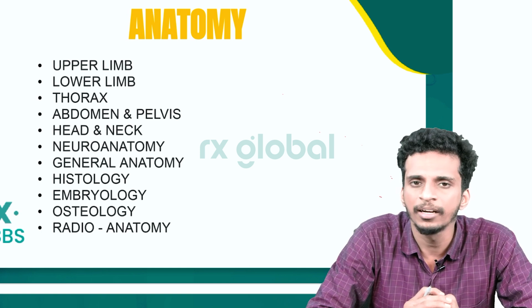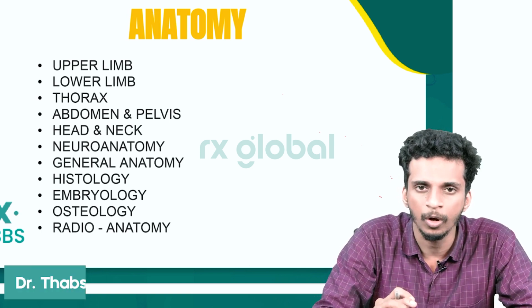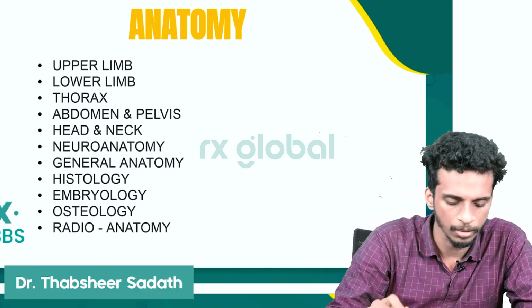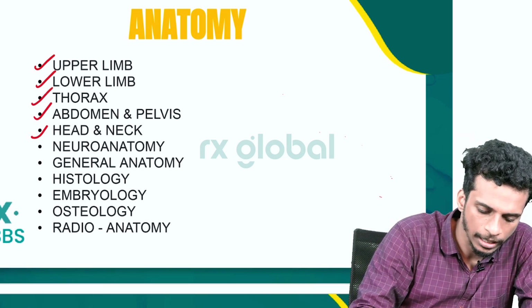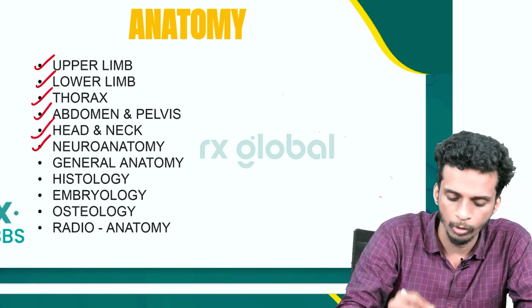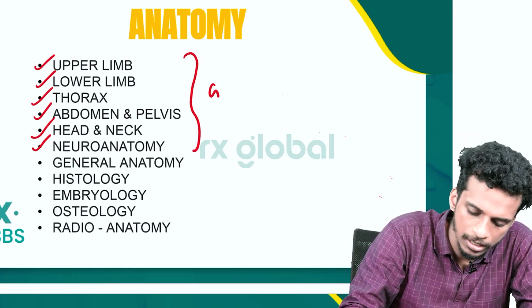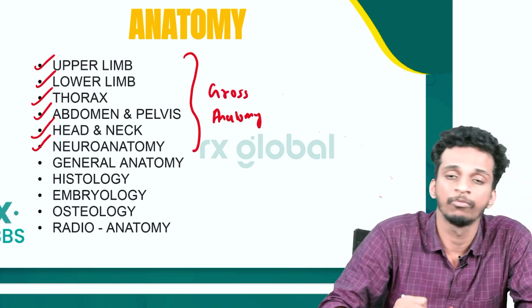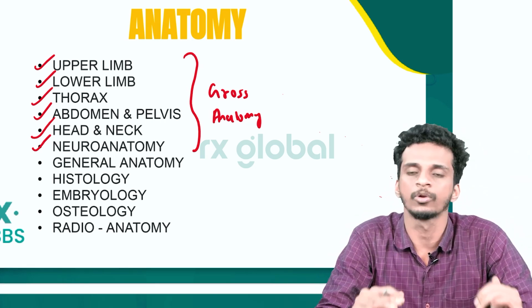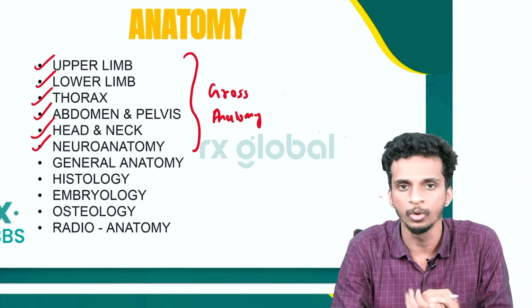So, when we started the discussion, I showed you the subtopics in anatomy. The subtopics in anatomy were upper limb, lower limb, thorax, abdomen and pelvis, head and neck, and neuroanatomy. I told you that these all together make the gross anatomy. And what is meant by gross anatomy? I told you that gross anatomy is the study which you are going to do in the dissection hall.